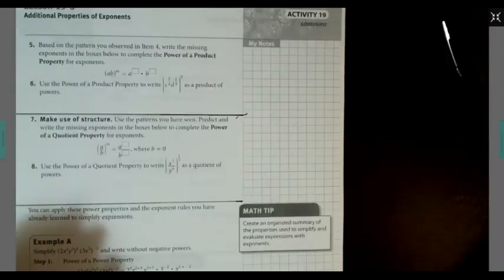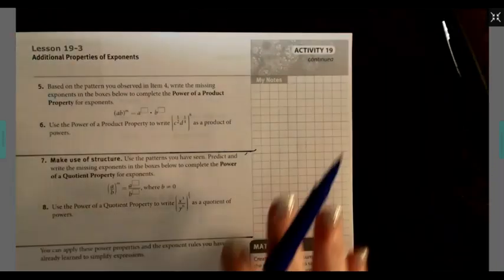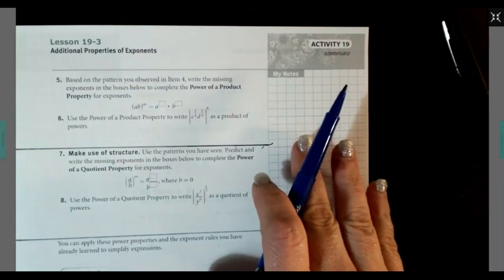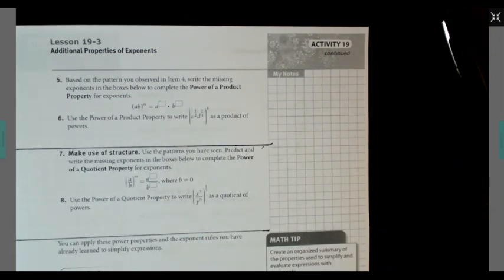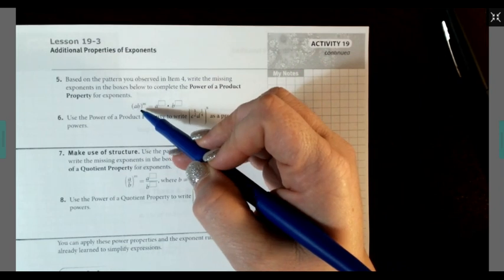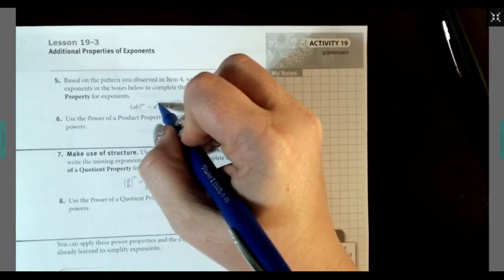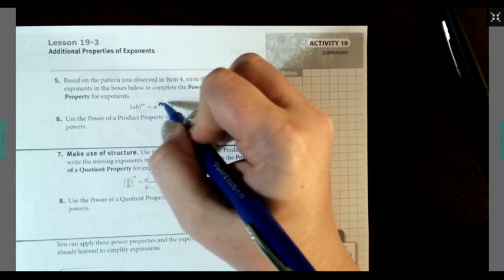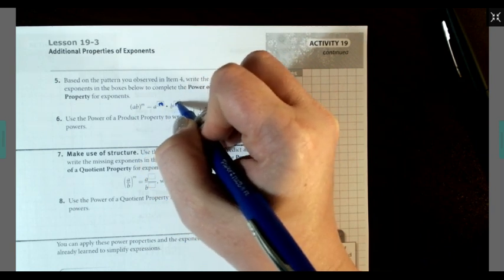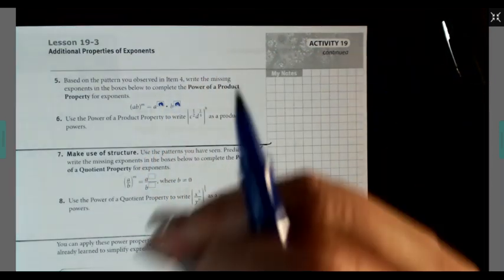All right, let's go back down. Based on the pattern you observed in item 4, write the missing exponents in the boxes below to complete the power of a product property. If (ab) to the m power, this is going to be m, this is also going to be m. They both get that power.